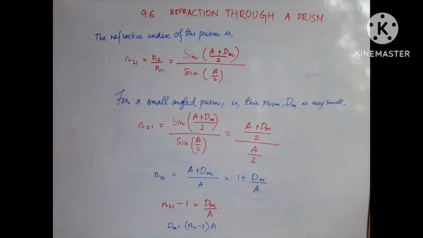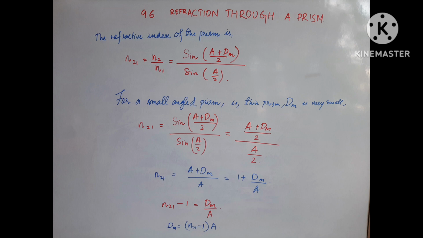Then from Snell's law we can write n21 is equal to sin I by sin R. Instead of I and R, we substitute A plus dm whole divided by 2 and A by 2. So this is our equation for the refractive index of the prism, the glass prism. This equation can be used to find the refractive index.